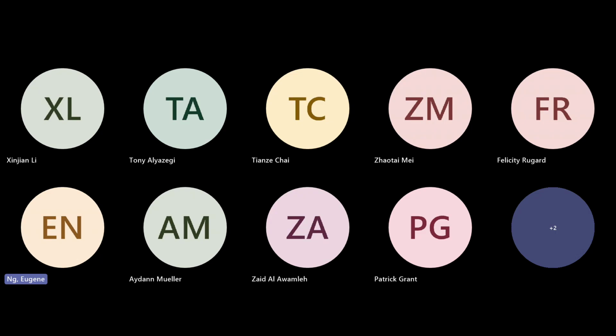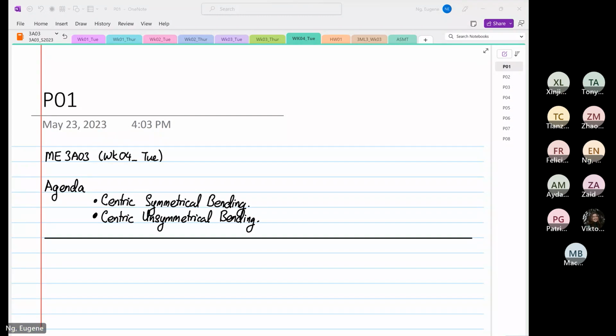Week 4, Tuesday, and we are going to look at centric symmetrical bending, and we're also going to look into centric unsymmetrical bending. As you all can recall, the term symmetrical bending is related to the stress field distribution. It's nothing to do with how the structure is loaded or what the geometry is, but more on looking at how the stress field has been distributed.